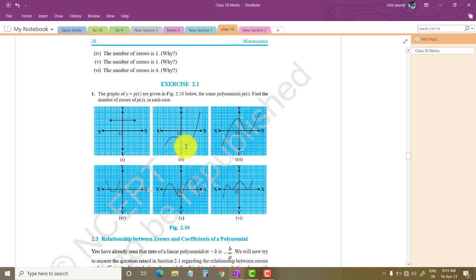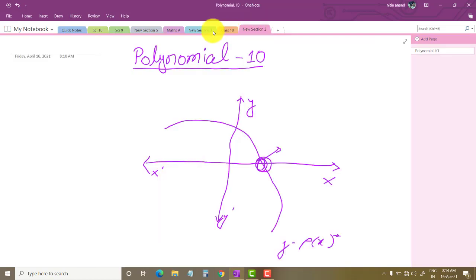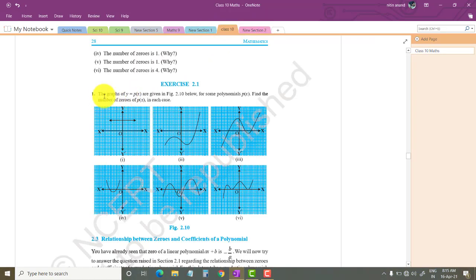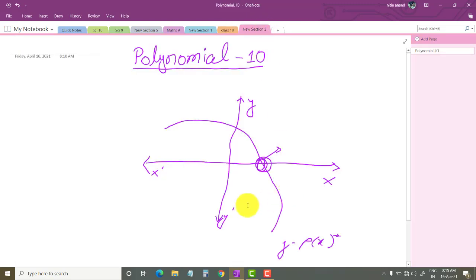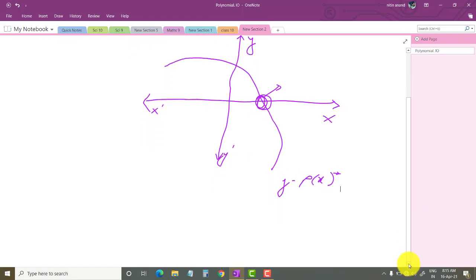Now see question number 1 for this graph. What does the question say? The graph of y equals p(x) is given in figure 2.10 below. For some polynomial p(x), find the number of zeros of p(x) in each case. Clear? Now see, our graph is like this. This is question number 1.